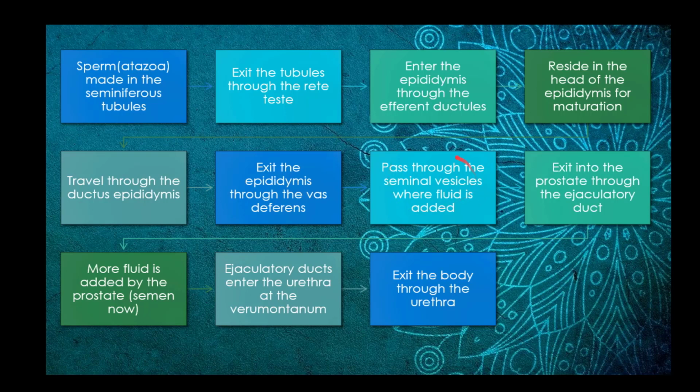Now that we have some fluid added, we're starting to make semen. The semen is going to go through the ejaculatory duct, and it's going to get a little bit more fluid added by the prostate, and now it is true semen. The semen is going to continue through the ejaculatory duct and go into the urethra, and it's going to meet at the verumontanum. From the verumontanum then, it's going to continue exiting out of the body through the urethra.